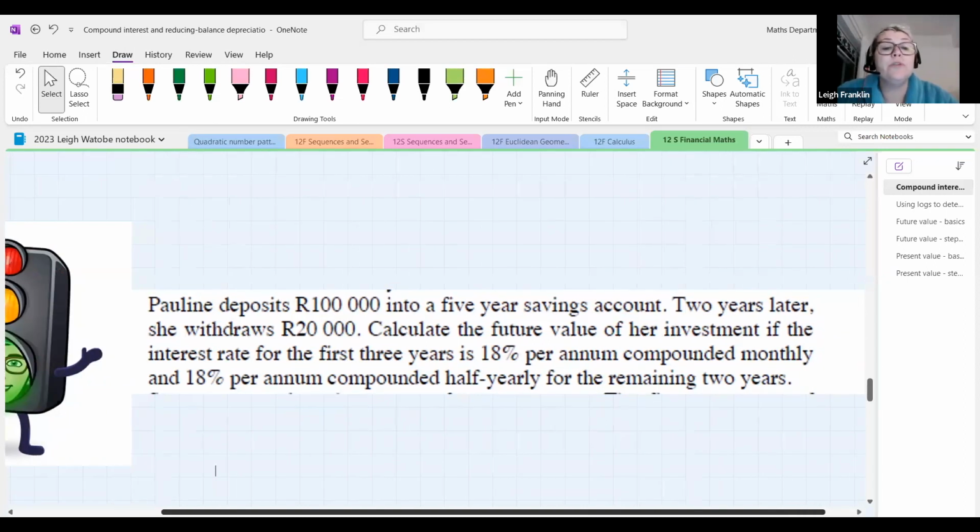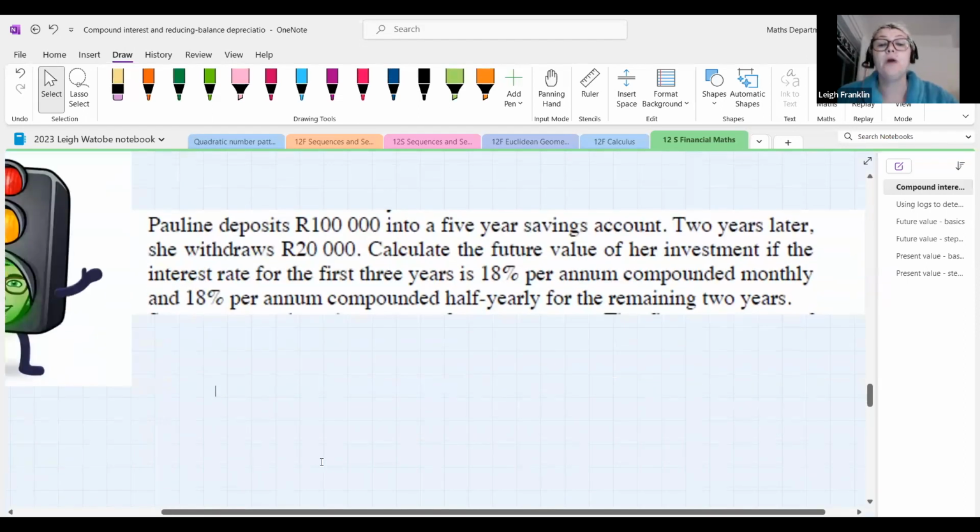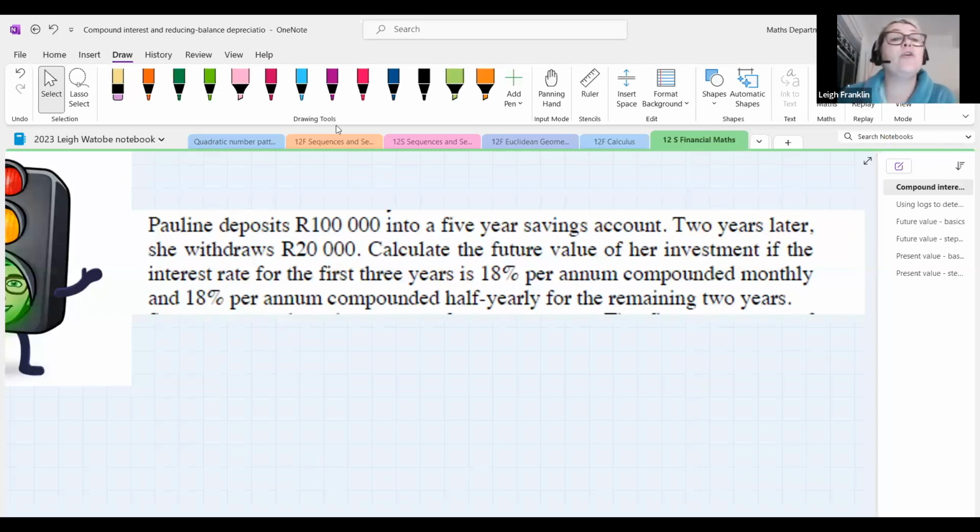It's getting a little bit more difficult now. Okay, let's have a look. So Pauline deposits 100,000 Rand into a 5-year savings account. 2 years later, she withdraws 20,000. Calculate the future value of her investment. And again, they don't mean using the future value formula. They mean calculate A. If the interest rate for the first 3 years is 18% per annum compounded monthly and 18% per annum compounded half yearly for the remaining 2 years.